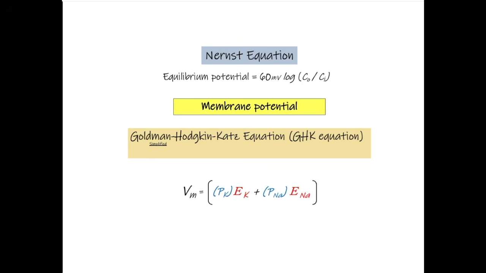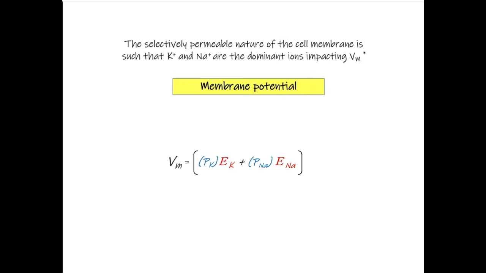What this represents is P sub K, which stands for the relative permeability of the membrane to potassium, times the equilibrium potential of potassium, plus the relative permeability of sodium times the equilibrium potential of sodium. Understand that other ions will contribute to the membrane potential, however they contribute minimally, so they're left out of this conceptually simplified version of the equation. The selectively permeable nature of the cell membrane conferred by the leak channels is such that potassium and sodium are the dominant ions impacting the resting membrane potential.